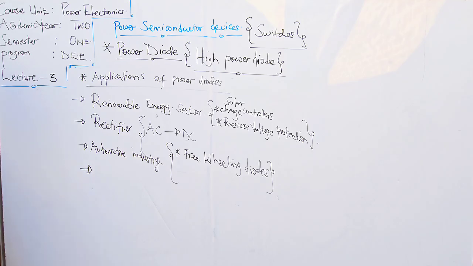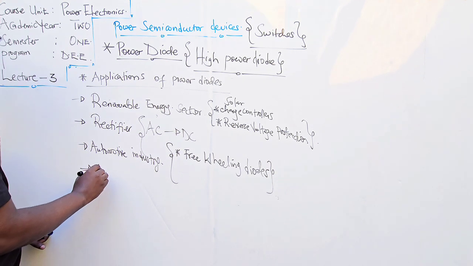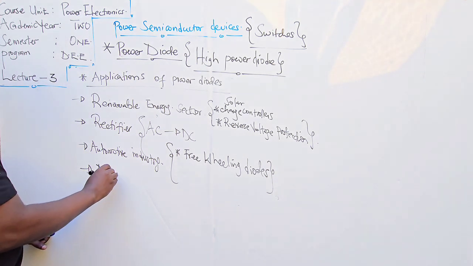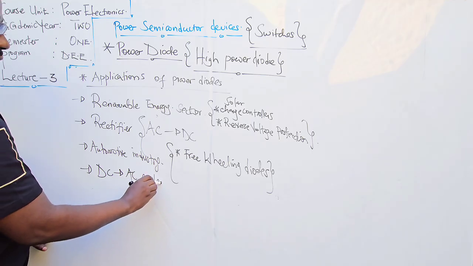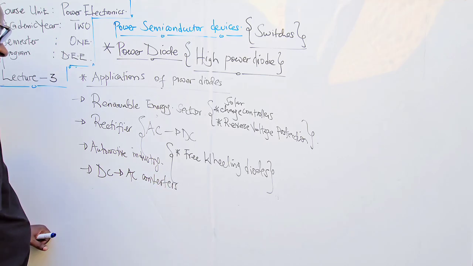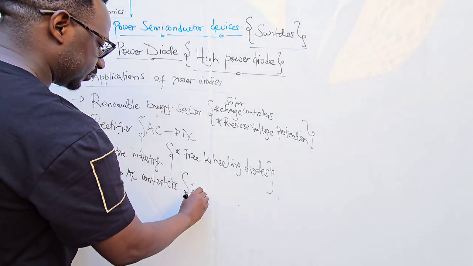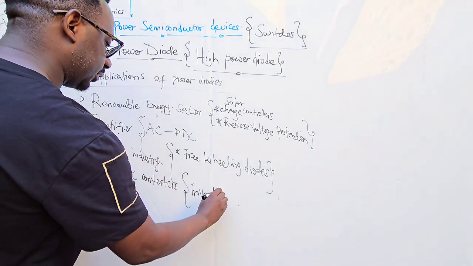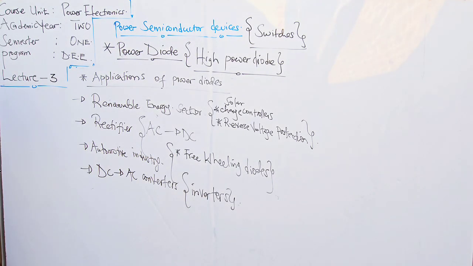Where else? DC to AC converters. In DC to AC converters, these are commonly known as inverters. Right, these are normally known as inverters. So the uses of power diodes are very many.